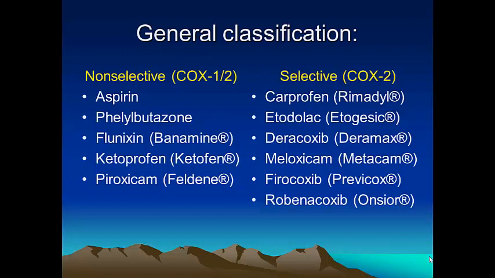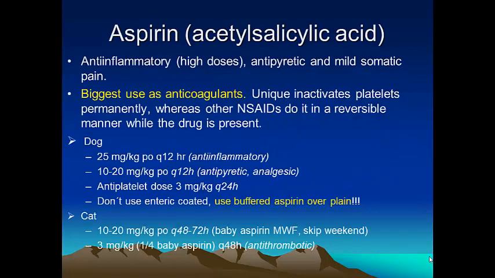The ones ending in -coxib are probably the last ones that came on the market, and they have a really wide margin of safety compared with the non-selective ones, at least when it comes to being less ulcerogenic. If we start with aspirin, this is kind of the prototype of the whole group. It was originally discovered from the willow tree.